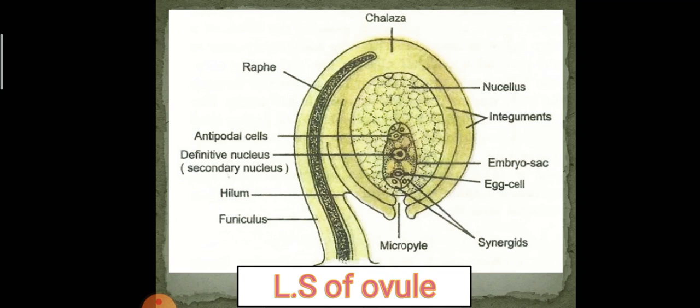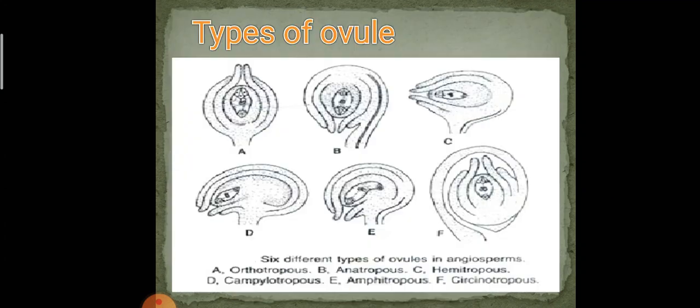This is the anatropous ovule. So how many types of ovule? There are 6 different types of ovule. In different families, we can observe these different types. The first type is known as A, which is the orthotropous ovule. In the orthotropous ovule, you can clearly observe the micropyle end in an upward direction towards the style or stigma region.